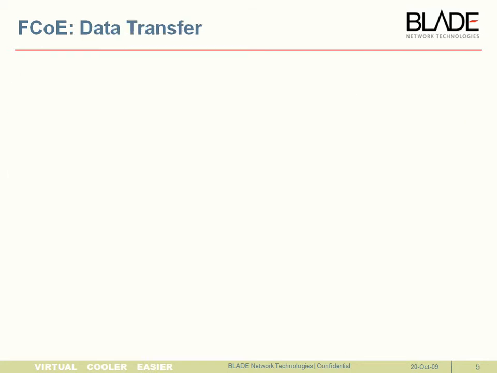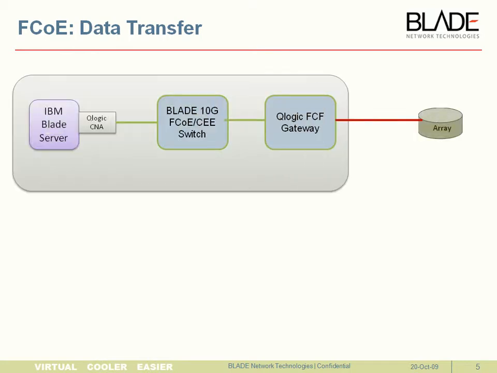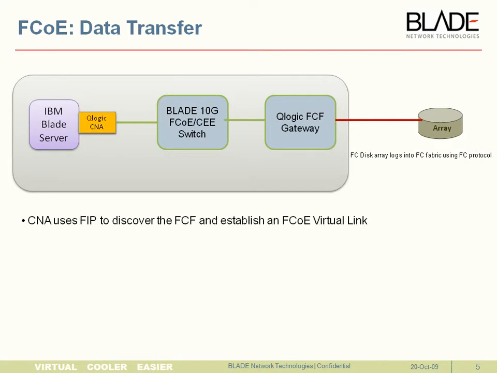First, we will take a look at how the data transfer happens in an FCoE setup. So we have the standard setup that we just saw. In the beginning, the CNA would use the FCoE FIP protocol to discover the FCF gateway through the FCoE transit switch and then establish a virtual link.